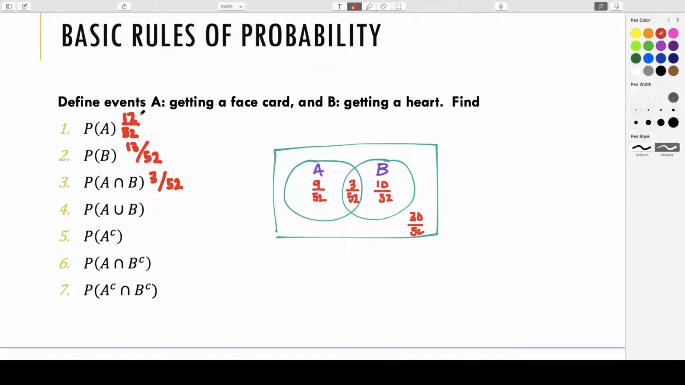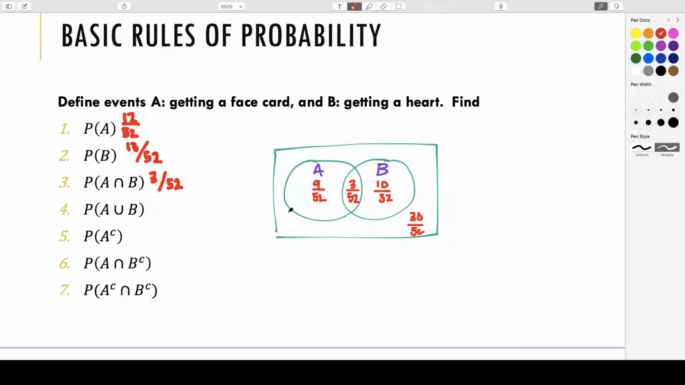Right, so there's two ways to do this. You can use the formula, which means 12 out of 52 plus 13 out of 52 minus 3 out of 52. That's the formula. But what's using the Venn diagram? Nita, you were just saying it. 9 out of 52 plus 3 out of 52 plus 10 out of 52. That's kind of the shorter way. Just go straight across. The reason why is we've already subtracted the overlap when we made the Venn diagram.